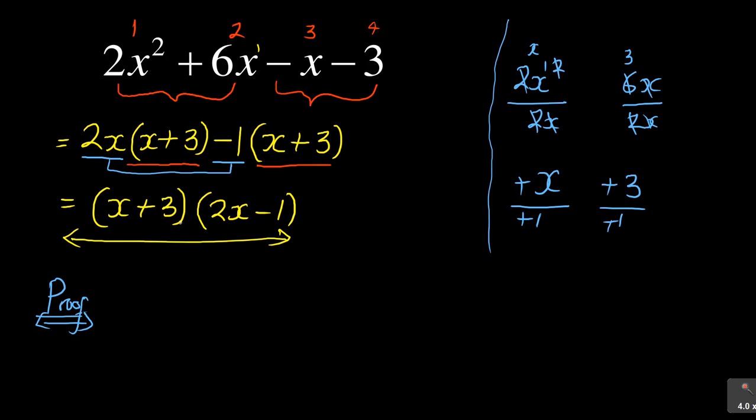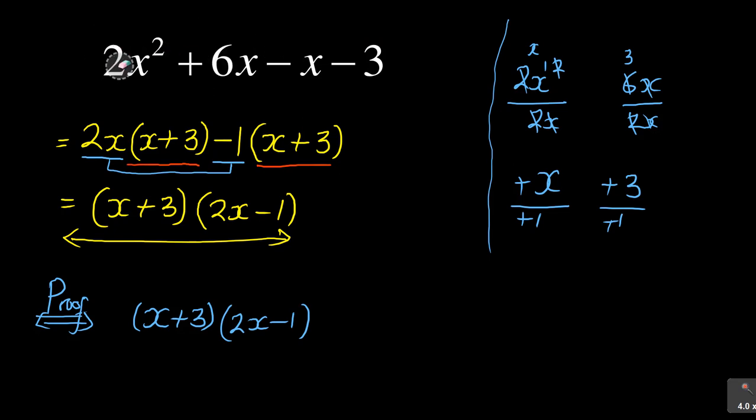So now if you are to prove this, remember, you've got x plus 3 times 2x minus 1. Now we want to prove that it takes us back to the original, and our original, remember, is 2x squared plus 6x minus x minus 3. So how do you go about that? You expand, and in the expansion you multiply x times that, and you multiply x times that. You also multiply 3 times that, and you also multiply 3 times that.